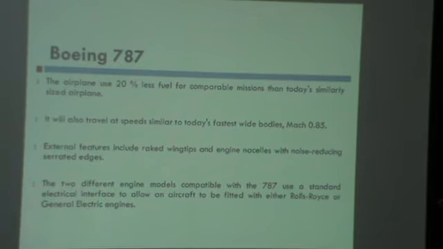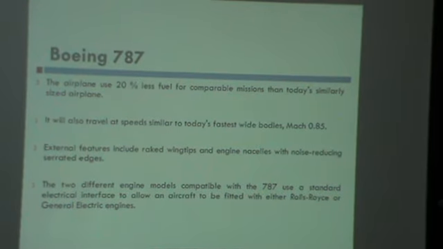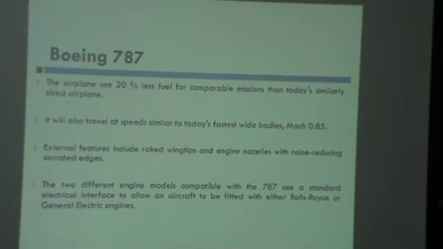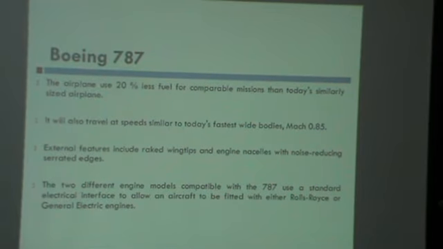So these are the characteristics. The airplane uses 20% less fuel for comparable missions with today's airliners. So their objective function was reduction in fuel consumption. They must have designed this airliner and optimized the holistic model based on one factor only, and that was how to minimize the cost of fuel. And look at the speed. It will also travel at speed similar to today's fastest wide-bodied aircraft, Mach 0.85. So to marketing people, maybe this was one of the factors जिसके उन्होंने सारी चीज़ों को डिज़ाइन किया होगा.